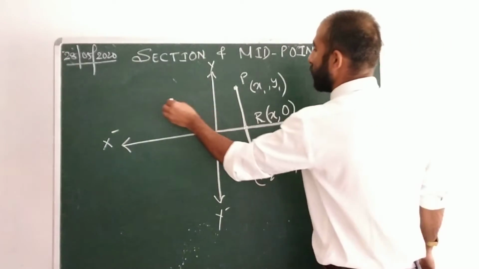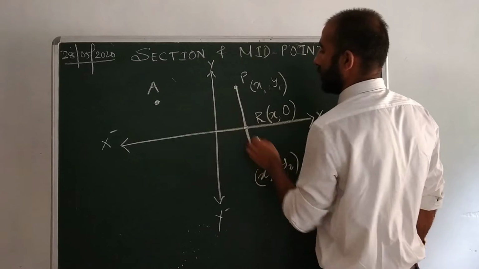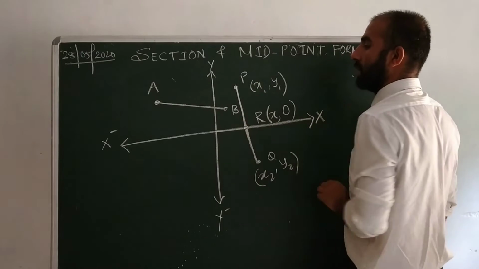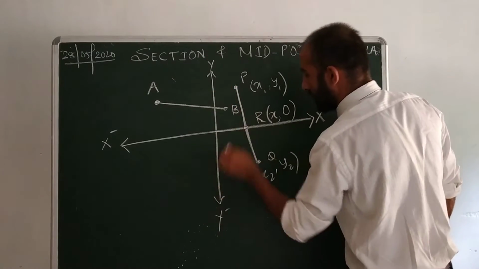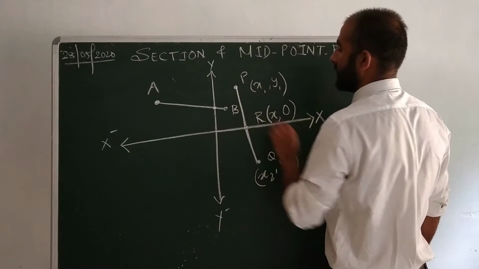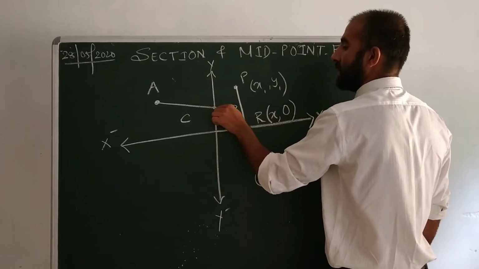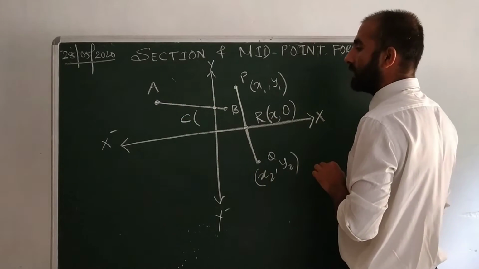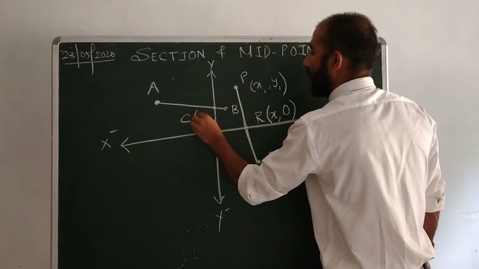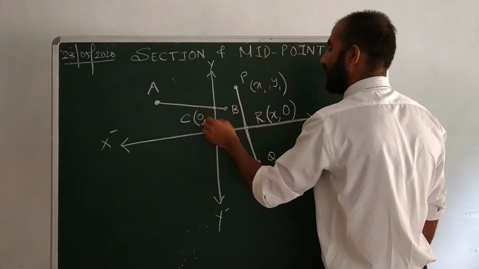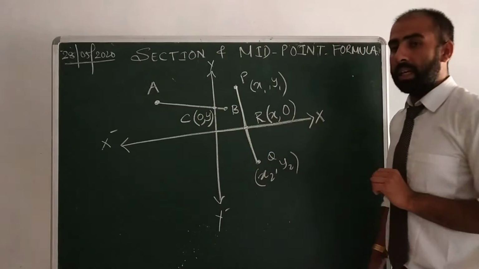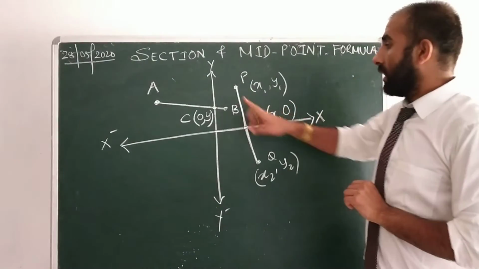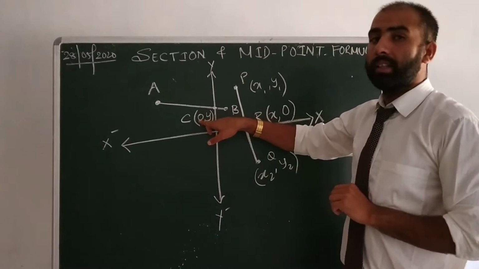Similarly, suppose you have a point A here and a point B here. If you join them, this line segment is intersected by the y-axis. Suppose C is that point. Then if a line segment is divided by the y-axis, its x coordinate will be 0 and you will get some y coordinate. Always keep in mind: line divided by x-axis, y coordinate 0. Line divided by y-axis, x coordinate 0.